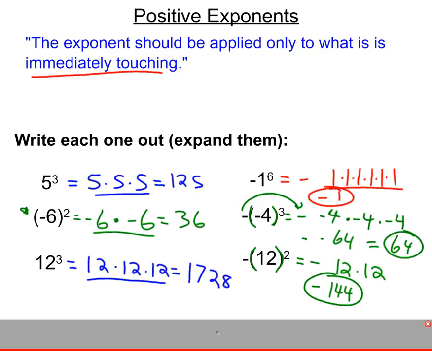Okay, a lot of times we want to look at that and say, well, we're going to do negative 1 times negative 1 times negative 1, but the exponent is not being applied to the negative because it's not immediately touching it.